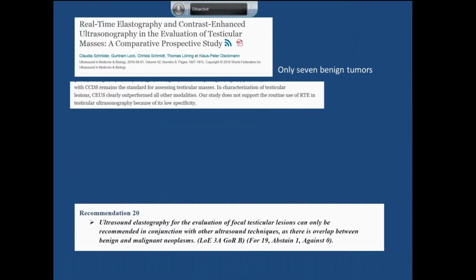In this recent study from Claudia Schroeder, real-time elastography wasn't able to differentiate benign from malignant lesions, but she only included 7 benign tumors. So I really agree with the recommendation of the ultrasound paper: ultrasound elastography for evaluation of focal testicular lesions can only be recommended in conjunction with other ultrasound techniques, as there is overlap between benign and malignant neoplasms.